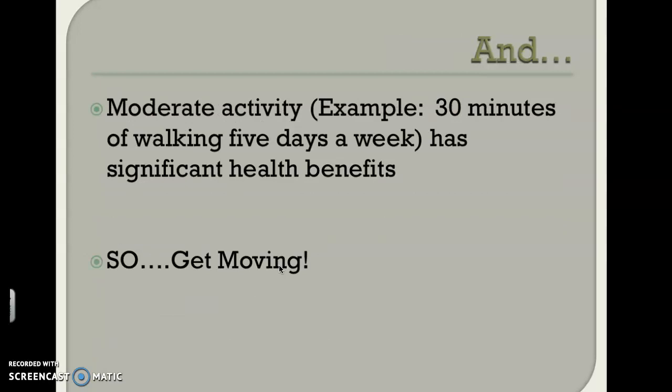It is recommended that 30 minutes of walking 5 days a week, 30 minutes of doing some sort of moderate activity, has significant health benefits. So you want to get moving. You want to get moving now so that you have a healthy and active lifestyle throughout your life.